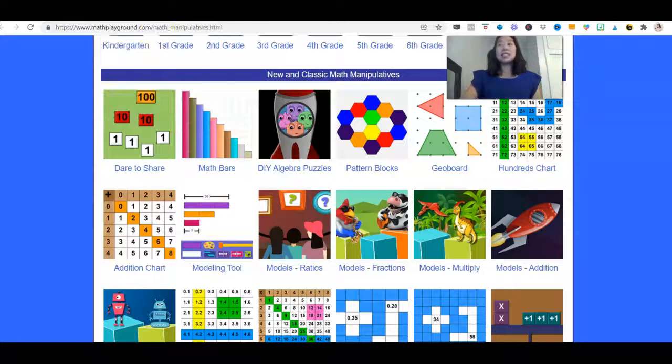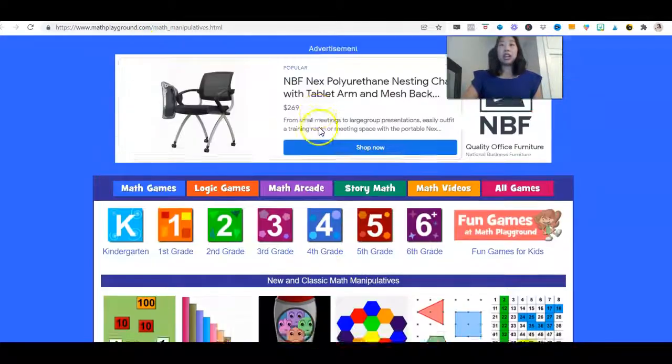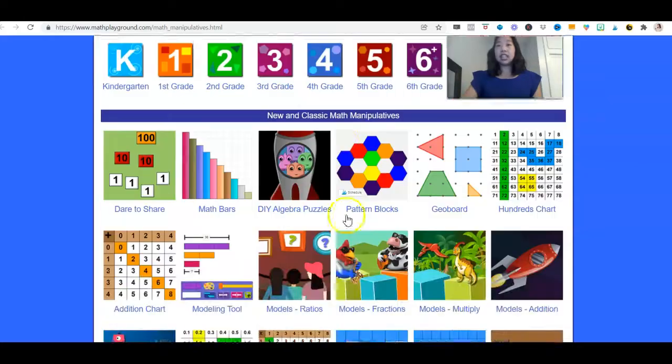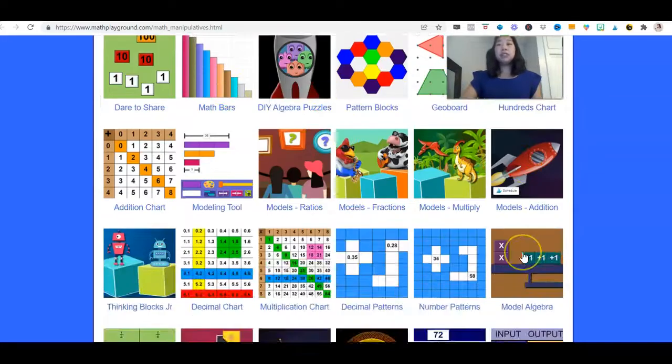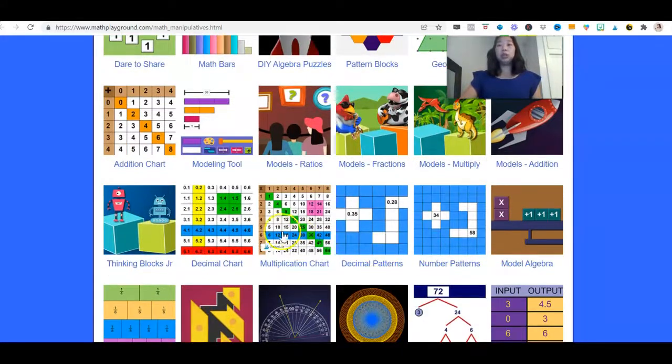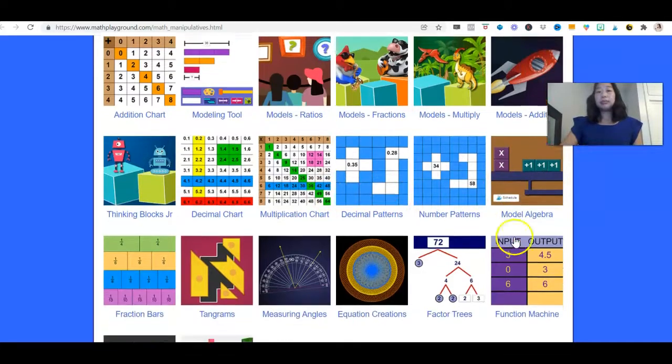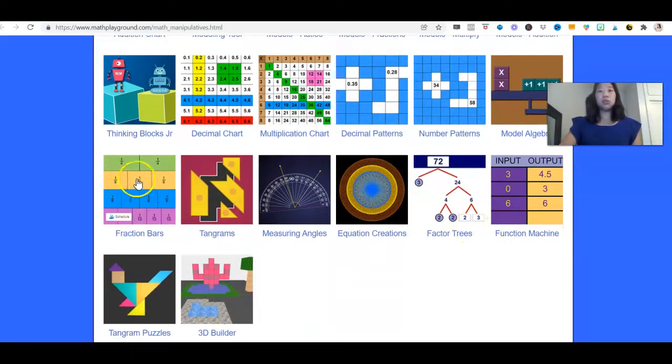The next site is mathplayground.com. Math Playground actually has a ton of fun games, but their manipulatives are also really great. I love the decimal charts and the multiplication charts, because all our students really need help with multiplication. The modeling algebra is also really great. And the fraction bars are also really great, just to make adding and subtracting fractions really visual.